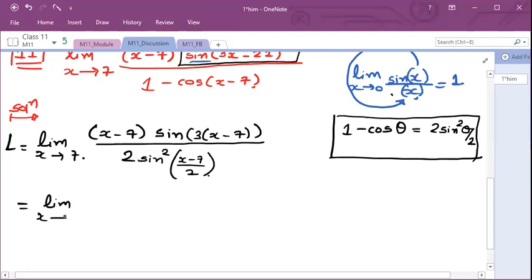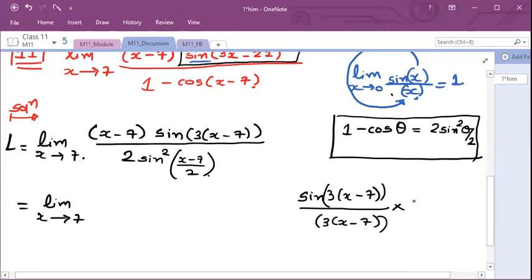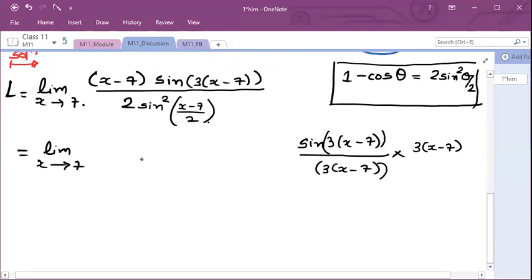So limit x tends to 7. For sine 3 times x minus 7, in the denominator we should have 3 times x minus 7. But it is not given, so I am multiplying and dividing with 3 times x minus 7 to balance. Is it clear? So this limit will give me 1.